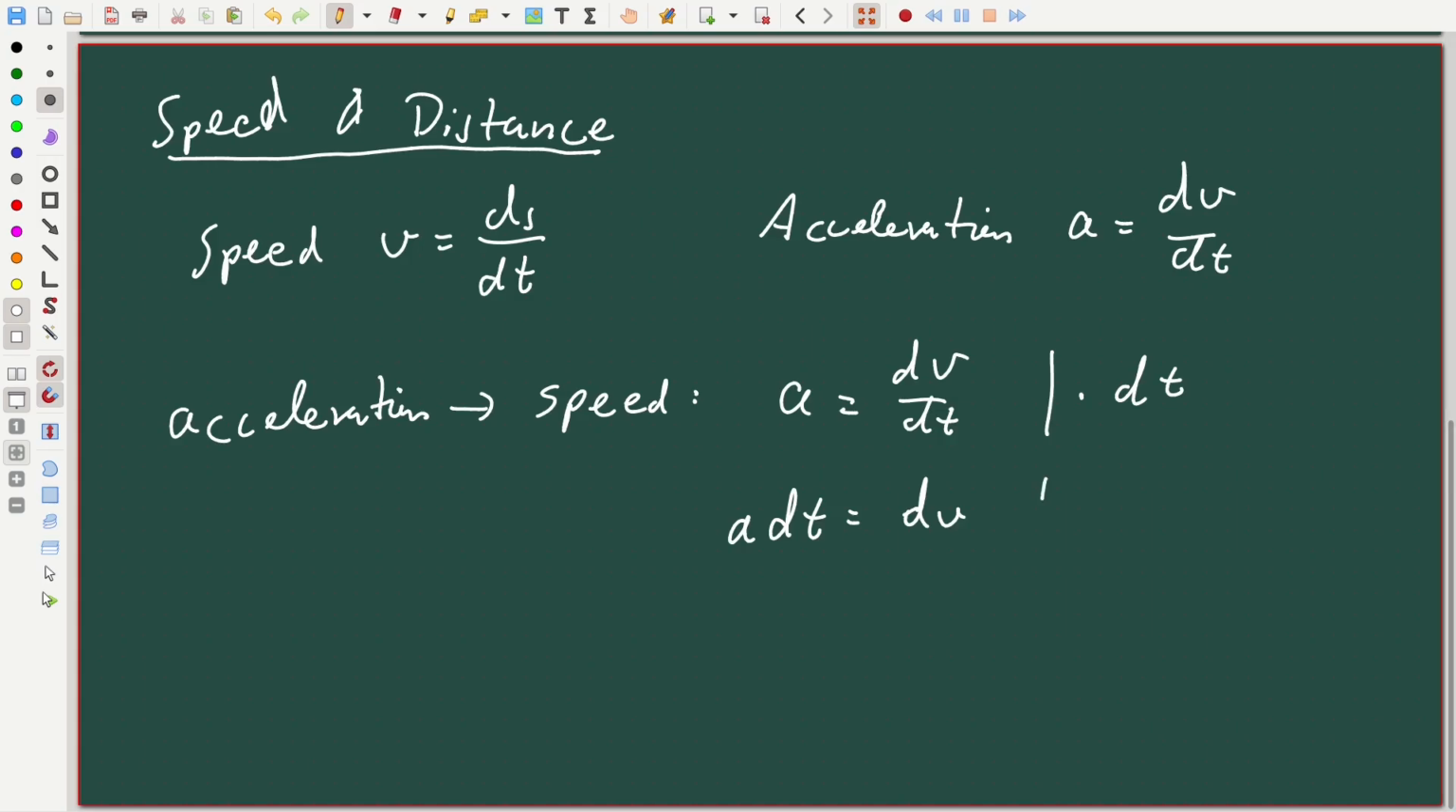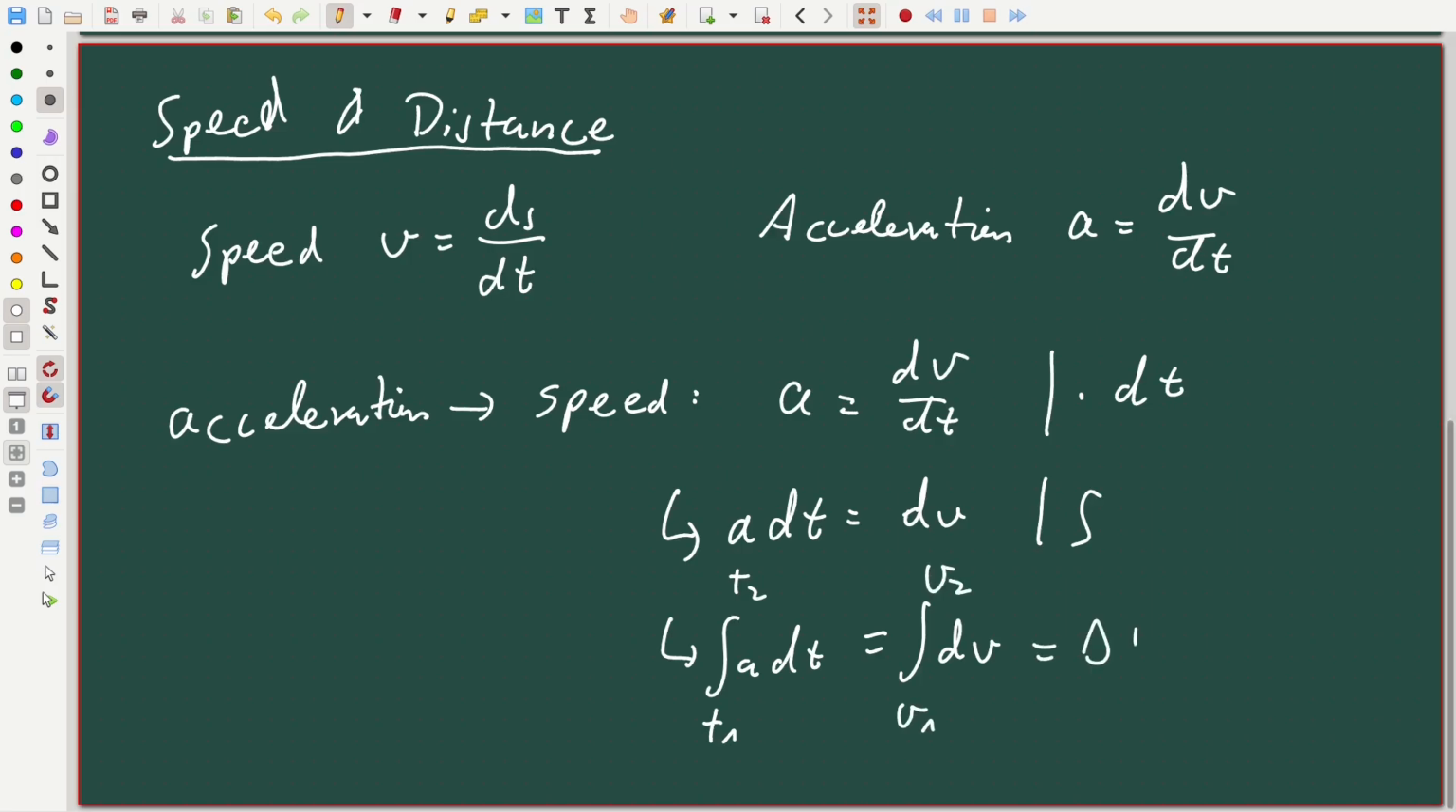In the next step, we can calculate the integral because we have differentials here, and at the end this leads to the integral of a dt, which is equal to the integral over dv. Here we have time, so we go from t1 to t2, and here we have speed, so we go from v1 to v2. And this we can solve easily. This is nothing else than the difference in the speeds, which is delta v.